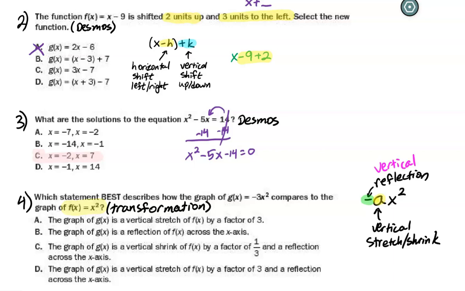Okay, vertical reflection means it goes up and down, so it has to go over a certain axis. A is a vertical stretch or a shrink. If a is bigger than 1, meaning it's a whole number, it's a stretch. If a is a fraction between 0 and 1, that means the denominator is bigger than the numerator, it's a shrink.